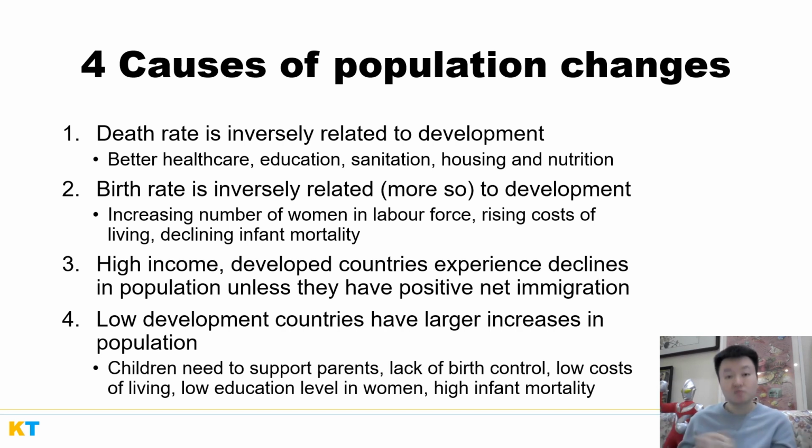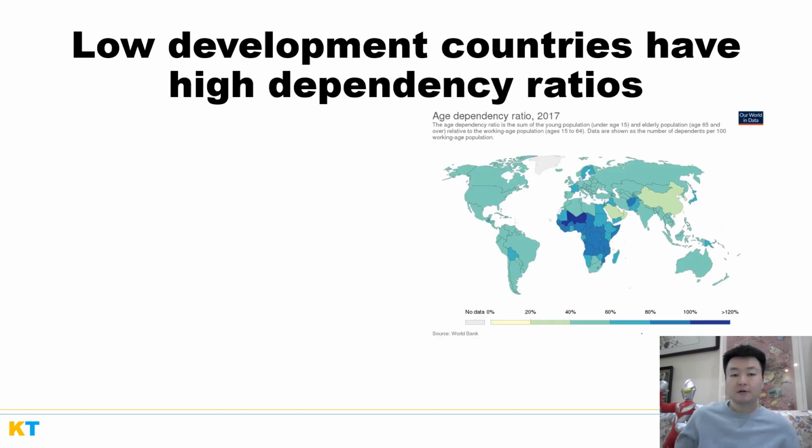Modern day women are choosing to either have one kid or have no kids, and that's a personal choice. And low development countries also have high infant mortality, and so parents are incentivized to have more children just in case. Now, there's a concept called dependency ratios that we're going to look at, and low development countries have high dependency ratios.